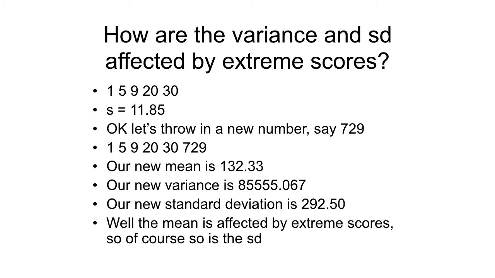So if the mean's affected by extreme scores, and we use the mean to calculate the variance and the standard deviation, then they too must be affected by extreme scores. Right? And extreme doesn't really have a definition, it just means something way out of the ordinary, I guess. This also makes sense, right?